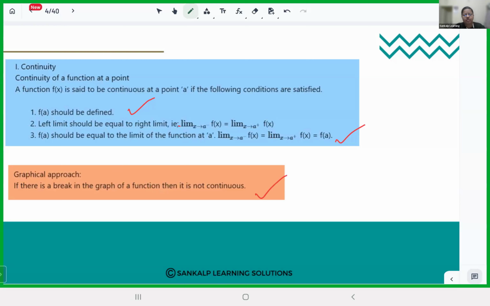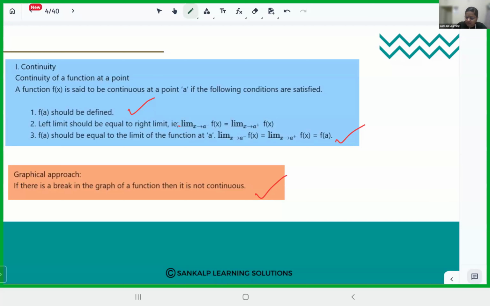So what is a graphical approach? If you are given a graph and to check whether the function is continuous or not, it is easy actually. You have to observe whether there is any break in the graph. If there is any break in the graph, we can say that it is discontinuous, and if there is no break in the graph, we can say it is a continuous function.